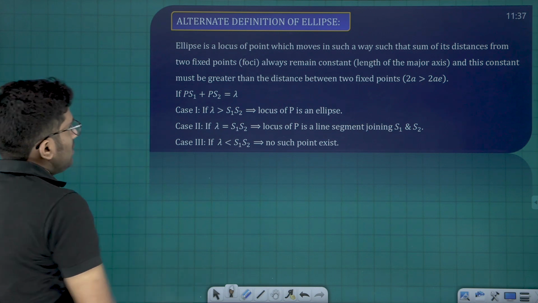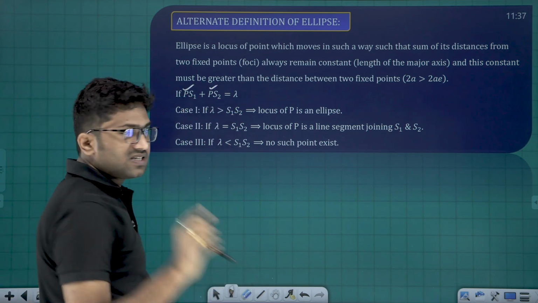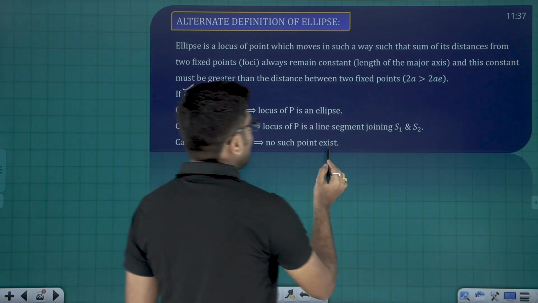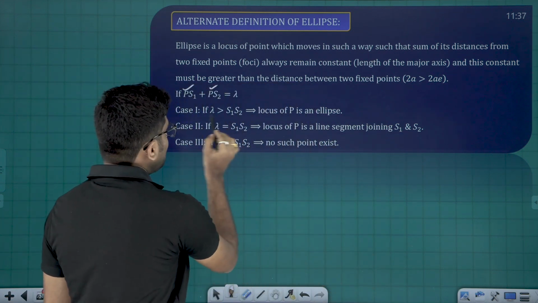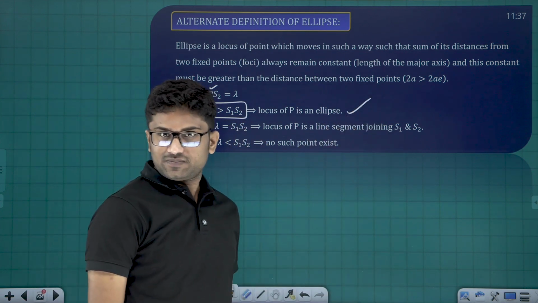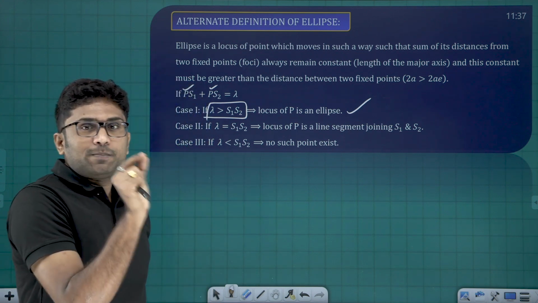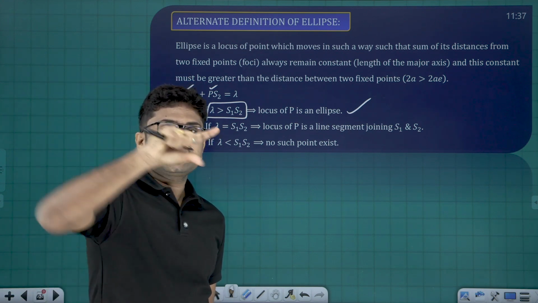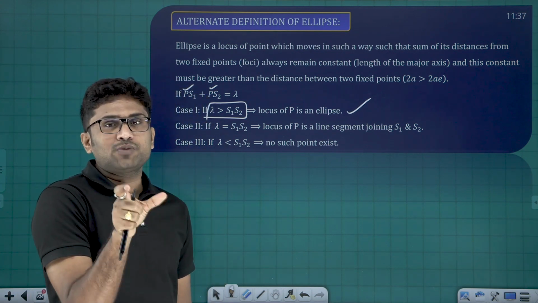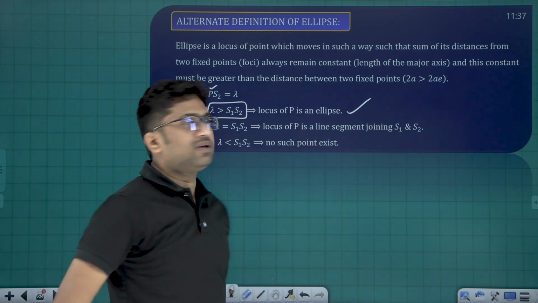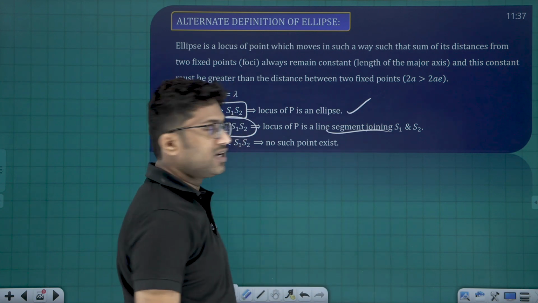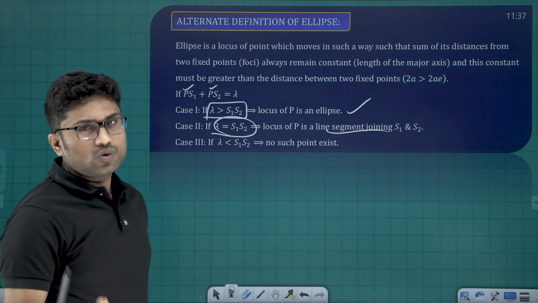Alternate definition of an ellipse. The locus of a point which is moving in the plane such that the sum of its distances from two fixed points is always equal to a constant. If this constant is greater than the distance between the two fixed points, then the locus of P is an ellipse. The point P is moving in the plane such that the sum of its distances from two fixed points is always equal to a constant, and this constant length should always be greater than the distance between these two fixed points, then we say the locus of P is an ellipse. If this lambda equals S1S2, it is a line segment joining S1 and S2. If lambda is less than S1S2, no such point will exist.